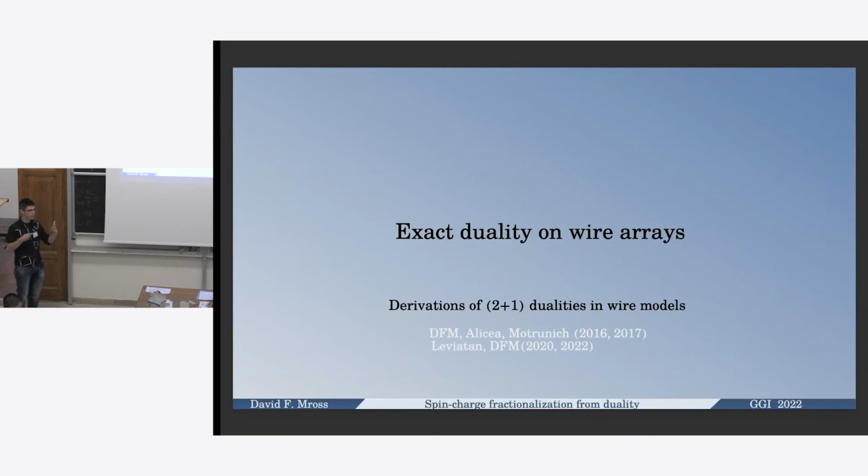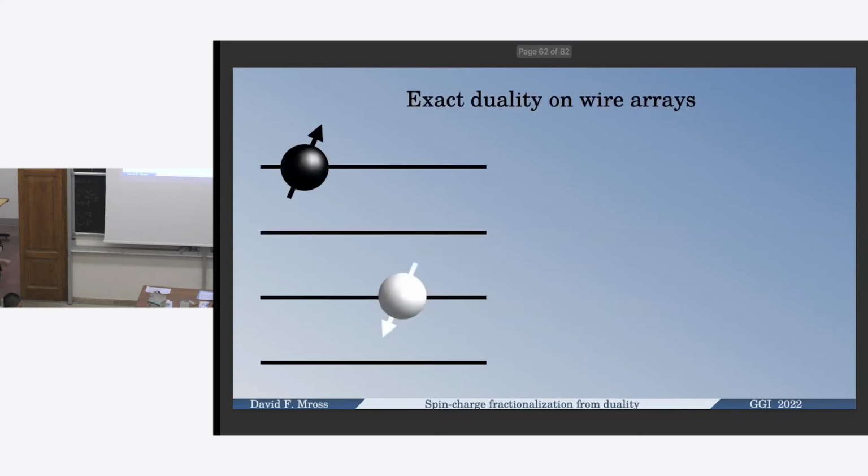I did boson-vortex duality, I did a couple of steps, I did another boson-vortex duality. So these are the only ingredients. If I know how to do the basic one, I can certainly just turn the crank and eventually get this more complicated one on the wire array.